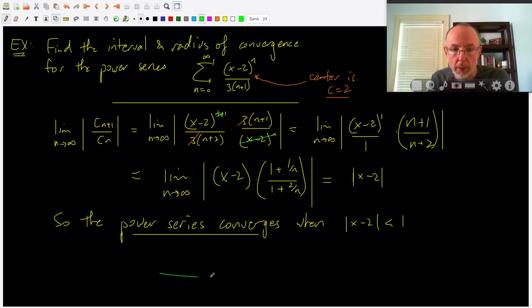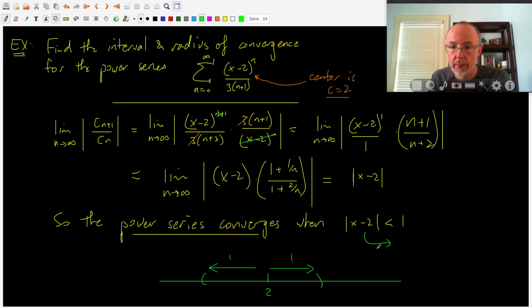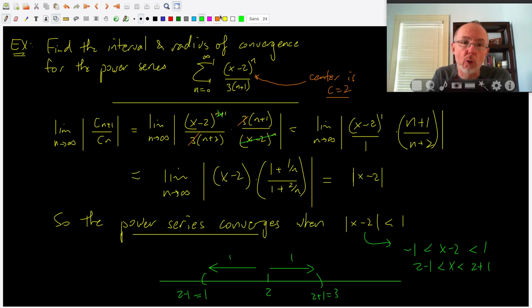And going back to our number line, we know when that happens. We've got a center at 2 here, and we're less than a distance of 1 away from that. So we're going 1 to the right and 1 to the left, because this can be rewritten as x minus 2 is bigger than minus 1 and less than 1. Another way of putting that is x is less than 2 plus 1, and bigger than 2 minus 1. So this is 2 minus 1, that's the point 1, and this is 2 plus 1, that's the point 3. So the radius of convergence here is 1. That's how far we move away from the center point. The central point is 2.